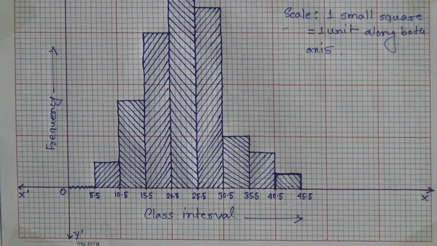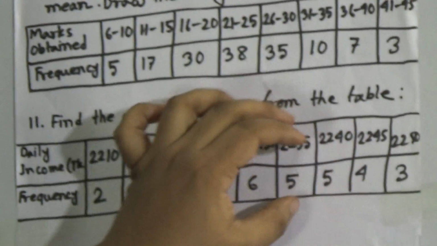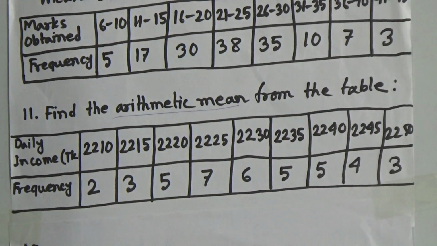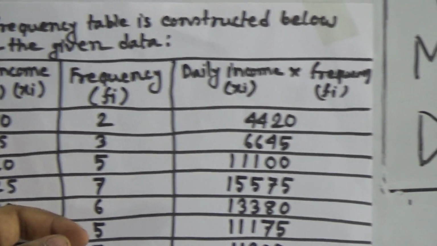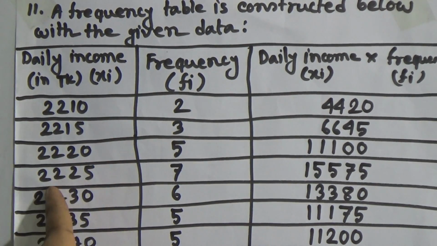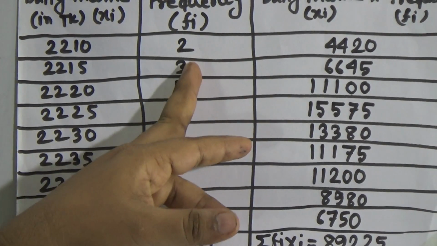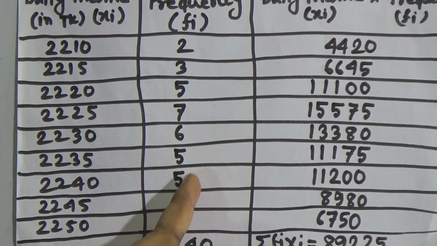histogram. Now we shall solve question number 11. A frequency table is constructed below with the given data. Notice, find the arithmetic mean from the table. By using this table we shall find the arithmetic mean. Here the daily income in Taka, xi, is 2210, 2215, 2220, 2225, 2230, 2235, 2240, 2245, 2250. The frequencies are 2, 3, 5, 7, 6, 5, 5, 4, 3.